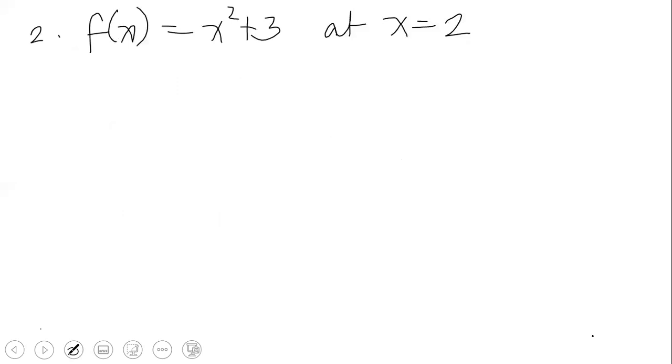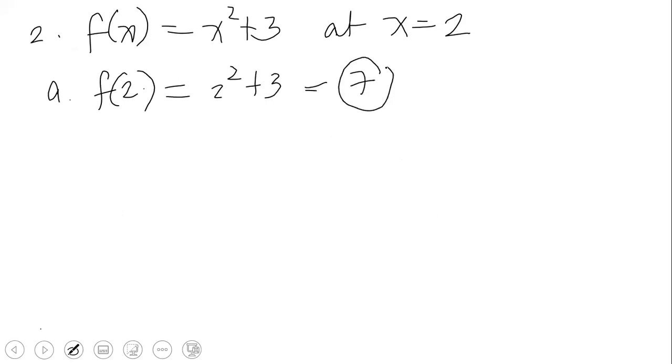Okay, let's move forward to the second number. So, i-check natin ang value ng f of x equal to x squared plus 3 evaluated x equal to 2. So, check nga natin. So, part A, we have the limit f of 2. The limit as well as the function evaluation. You have f of 2. We have 2 squared plus 3, which is equal to 7. So therefore, we have f of 2 evaluated on this interval equal to or resulting to 7.